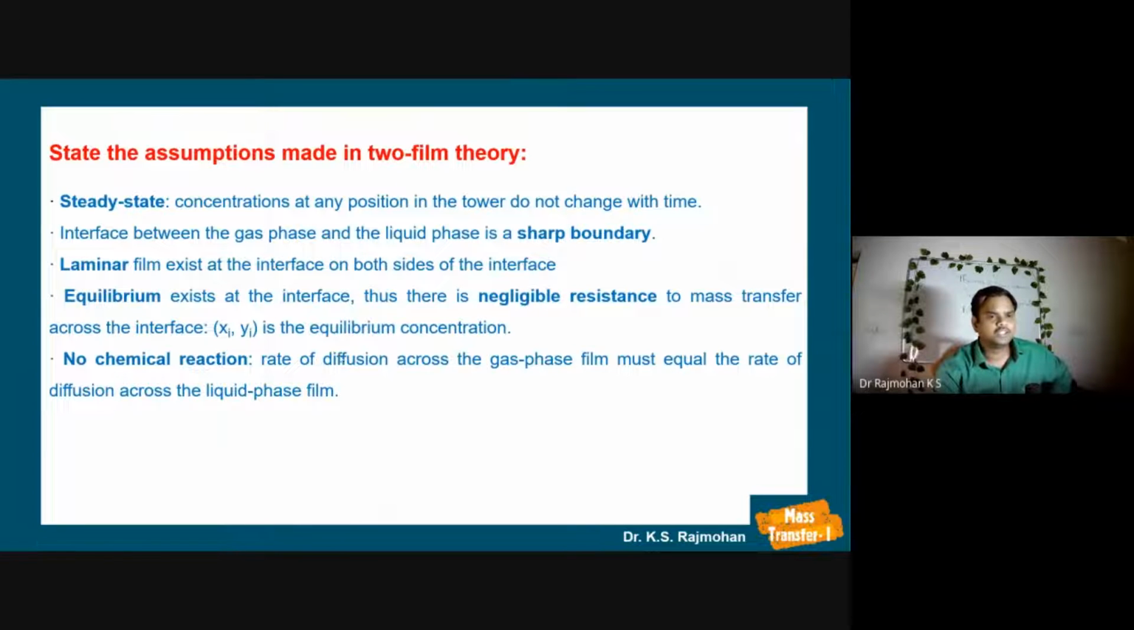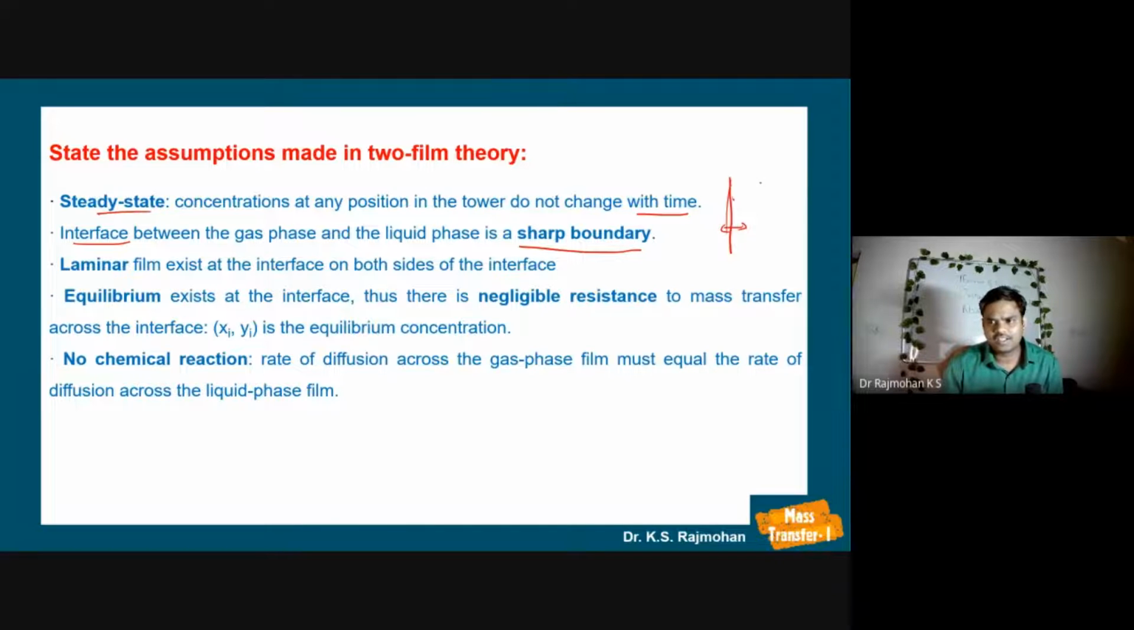Let us list the assumptions made in two film theory. The concentration at any point in the tower does not change with respect to time. We have uniform concentration, that is, steady state operation is assumed. And we consider that the interface between the gas and liquid phase is a sharp boundary. It is a single point boundary, not widespread anywhere, very thin. That is the second assumption.